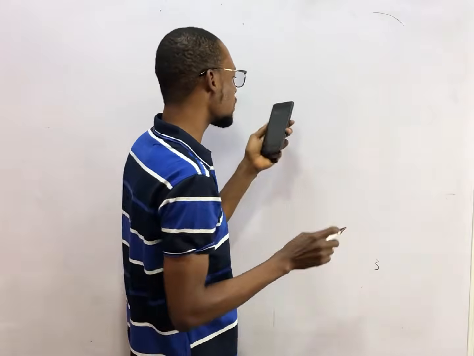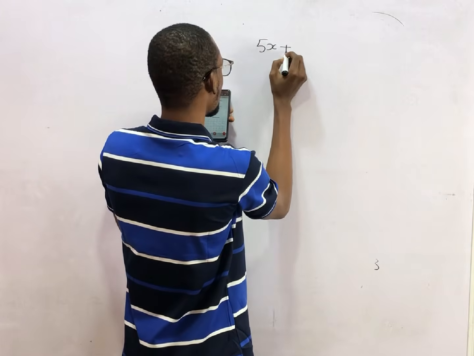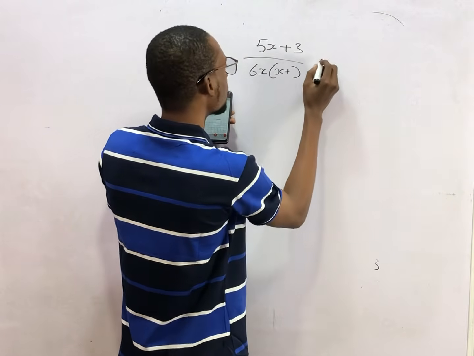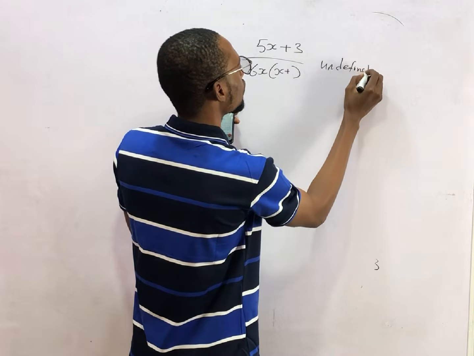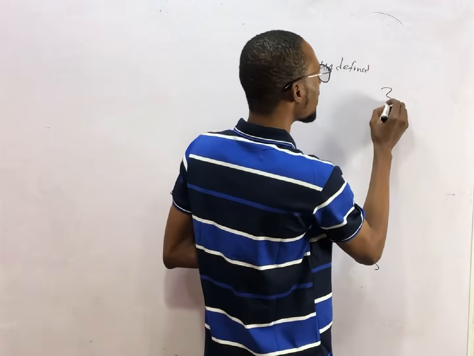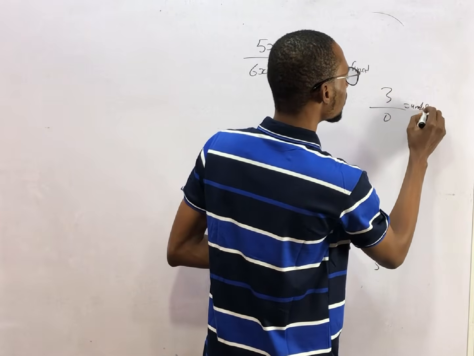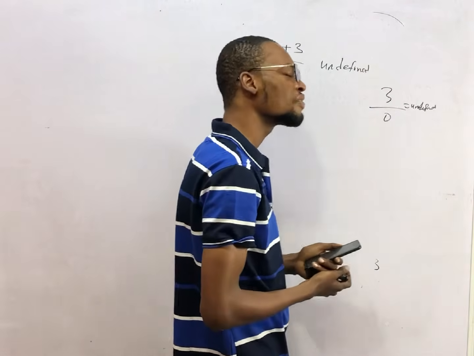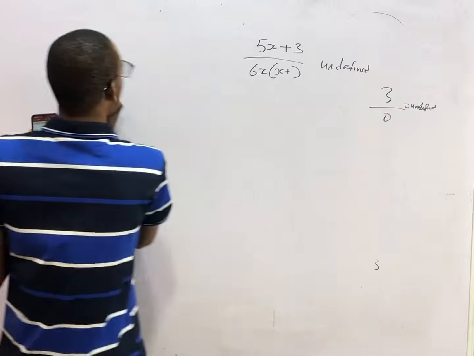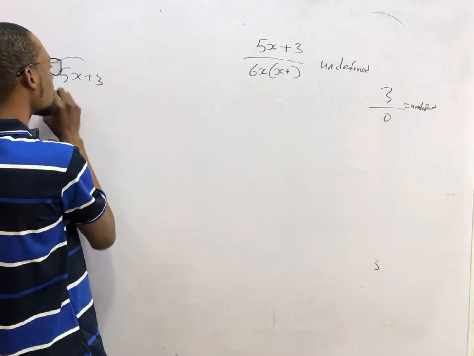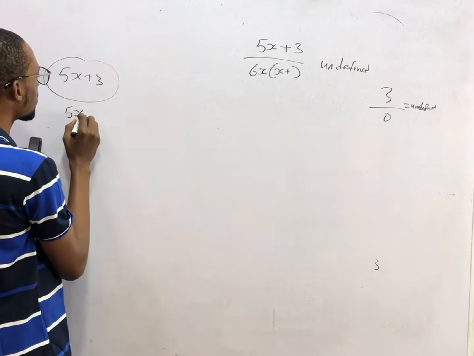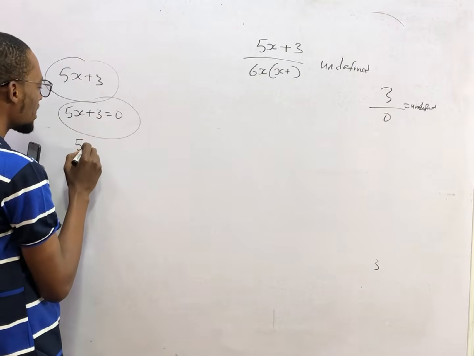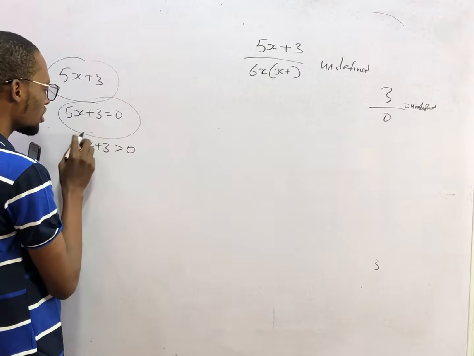For which value of x will the expression 5x plus 3 over 6x times x plus 1 be undefined? Now, any number divided by 0 is undefined. Remember, an expression is different from an equation. If I say 5x plus 3, this is an expression. If I say 5x plus 3 is equal to 0, this is an equation because there is an equality sign. If I say 5x plus 3 is greater than 0, this is an inequality.